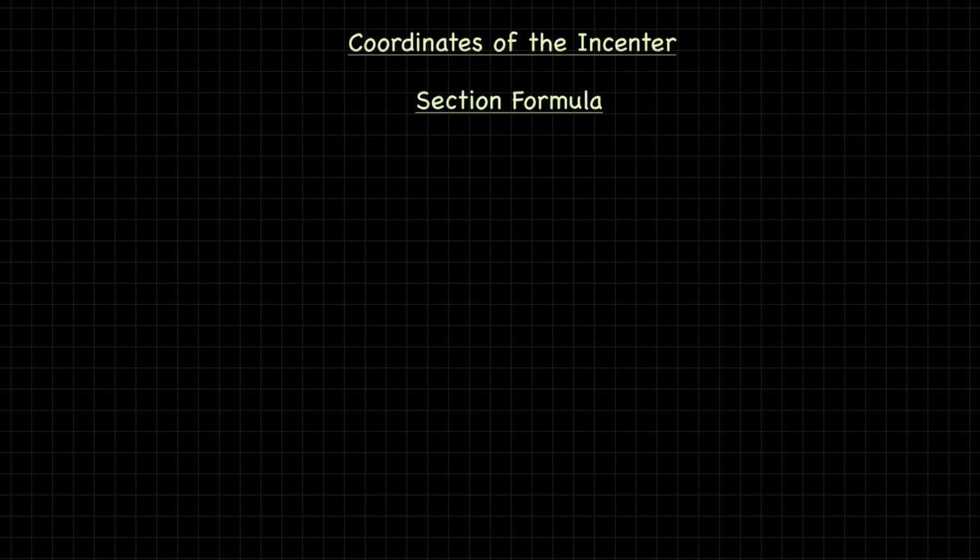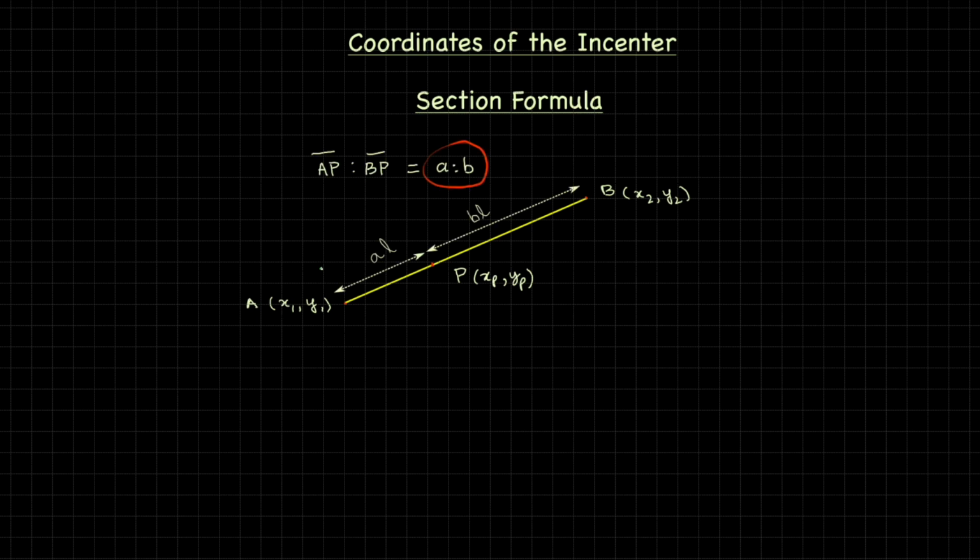The next step is to derive something called the section formula. This will also be needed for finding the coordinates of the incenter. So here we have a line segment AB with endpoints (x1, y1) and (x2, y2). We want to find the coordinates of a point P on AB such that the ratio of AP to BP is a to b. Since the ratio is a to b, I have marked AP to be of length aL and BP to be of length bL, where L is just some multiplier. The idea is that this makes the ratio a to b, where L could be anything.